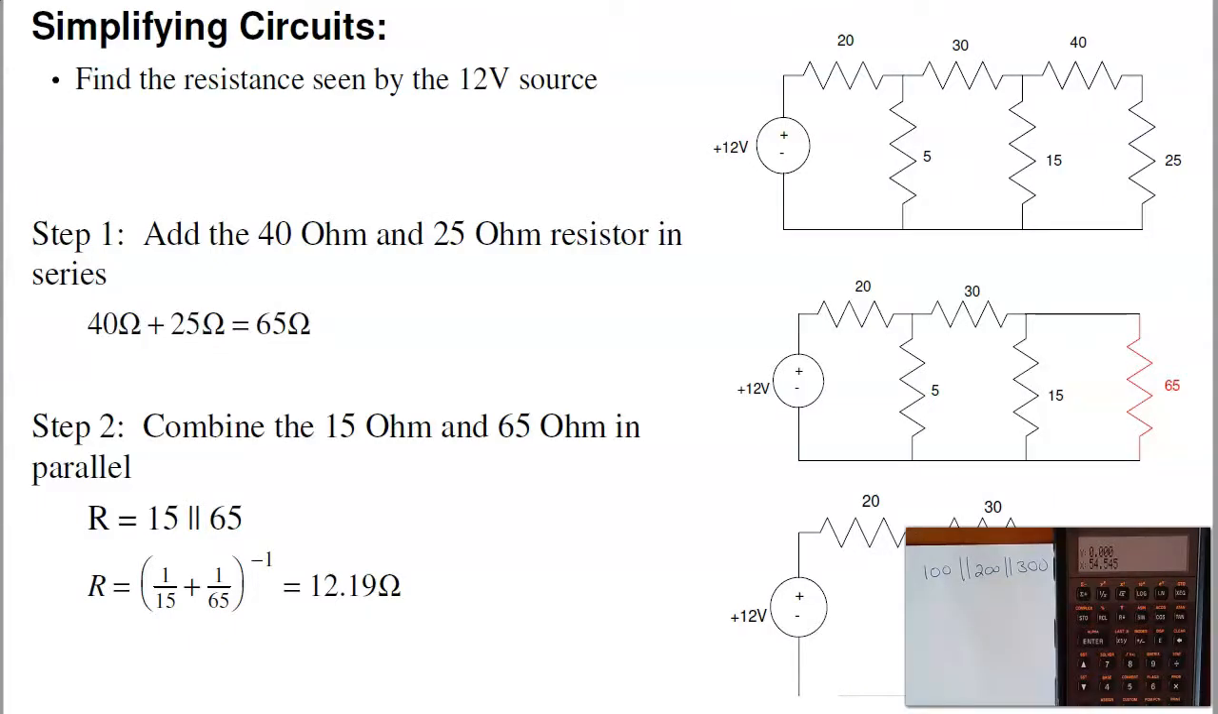Now with series and parallel, I can now simplify circuits. For example, if I have this circuit, I want to find out what is the net resistance seen by the 12-volt source. To do that, I collapse everything from the right. I've got 40 in series with 25, gives me 65 ohms. 65 is in parallel with 15, gives me 12.19 ohms. 12.19 in series with 30 gives me 42.19.